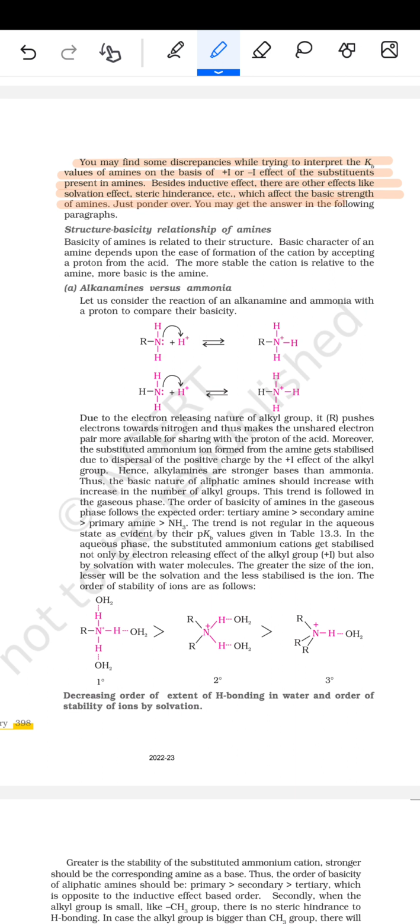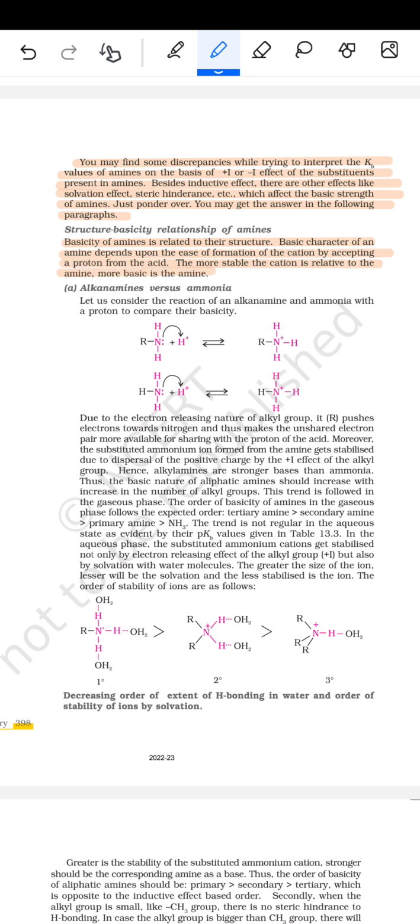Just ponder over. You may get the answer in the following paragraphs. The structure-basicity relationship of the amines. Basicity of the amines is related to their structure. Basic character of an amine depends upon the ease of the formation of the cation by accepting a proton from the acid. The more stable the cation is relative to the amine, the more basic is the amine.